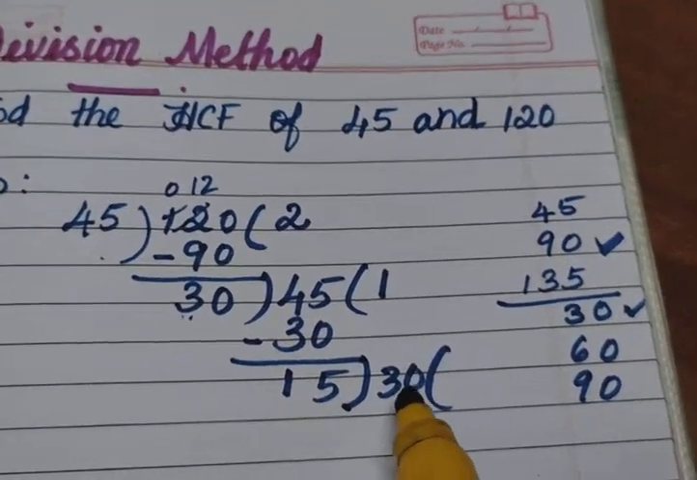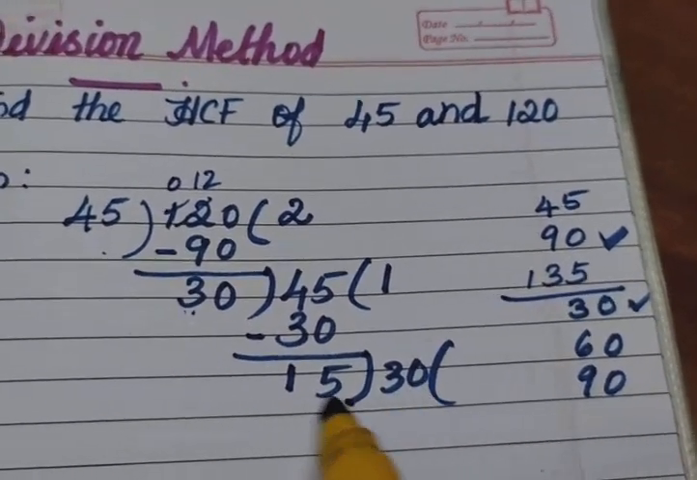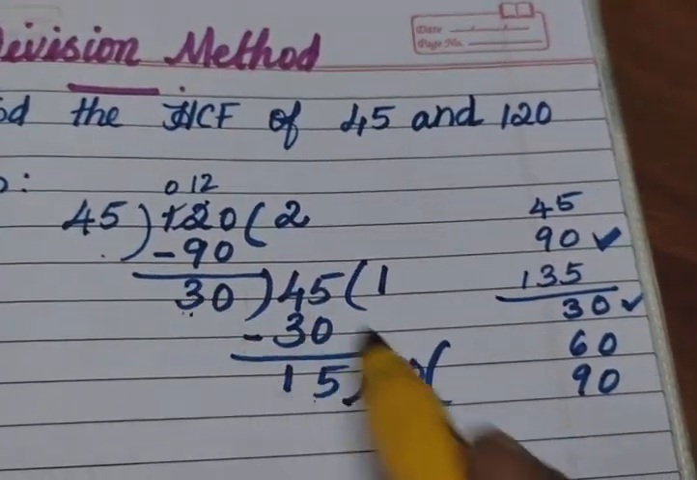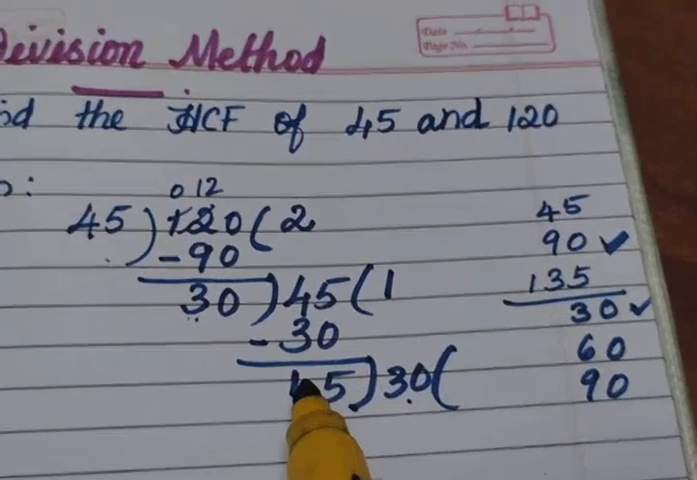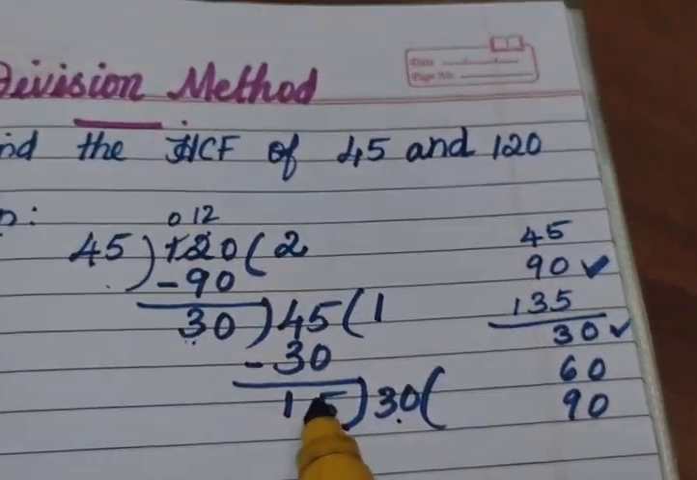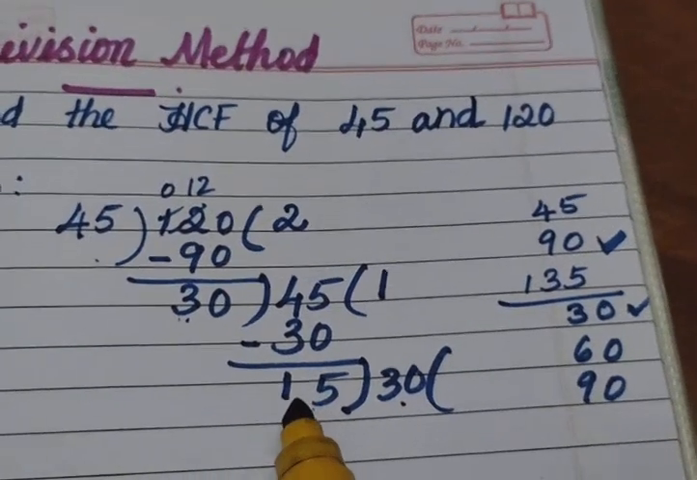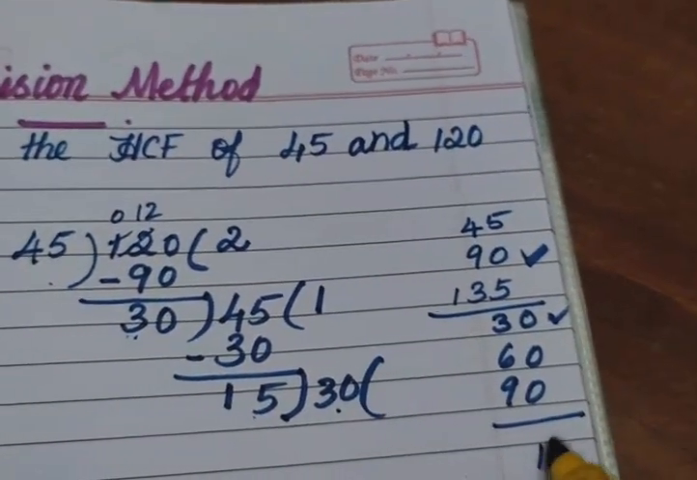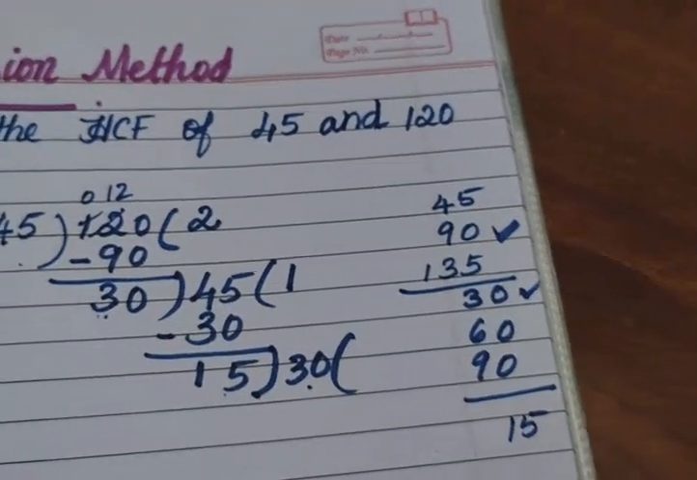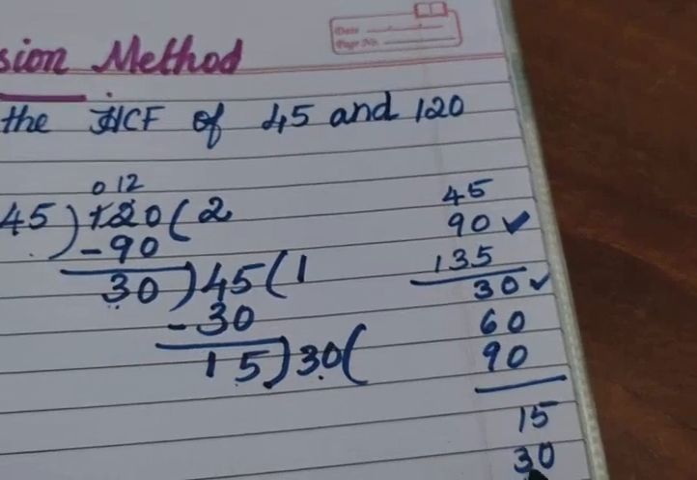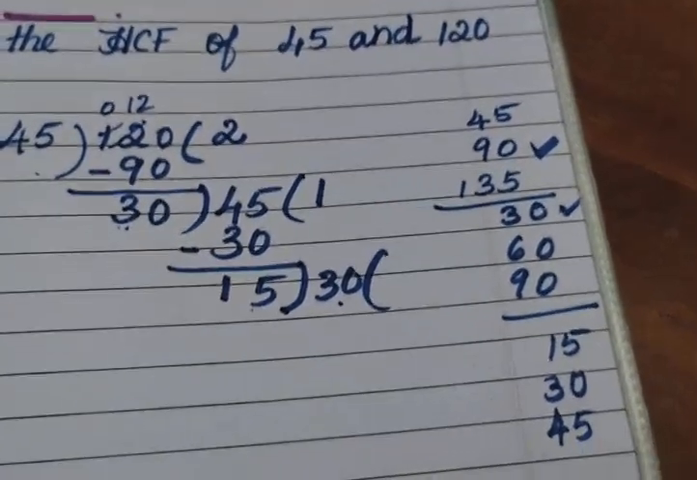Okay. Now this 30 is the dividend. 15 is the divisor. This divisor becomes dividend. This remainder becomes divisor. Now we need the table of 15. Okay children, now we know 15. 1 15 is 15. 2 15s are 30. 3 15s are 45 and so on.